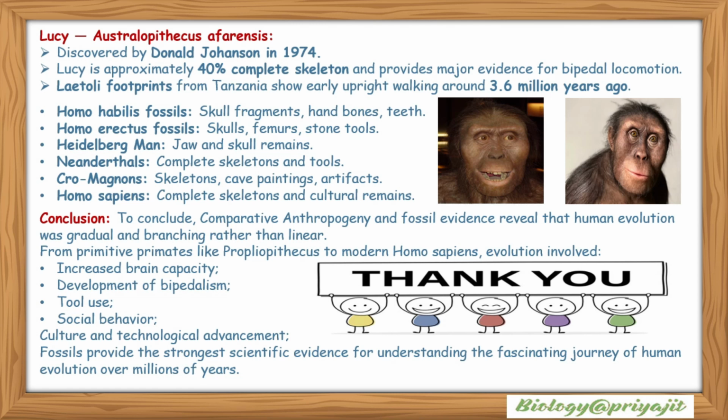Conclusion. To conclude, comparative anthropogeny and fossil evidence reveal that human evolution was gradual and branching rather than linear. From primitive primates like Propliopithecus to modern Homo sapiens, evolution involved increased brain capacity, development of bipedalism, tool use, social behavior, etc., cultural technology development, etc. So fossils provide the strongest scientific evidence for understanding the fascinating journey of human evolution over millions of years.